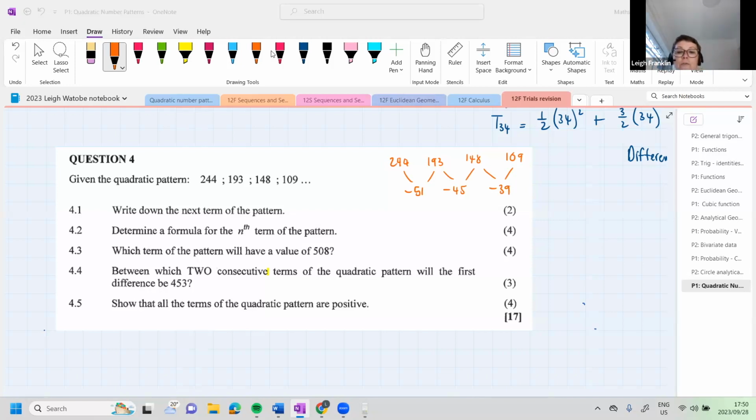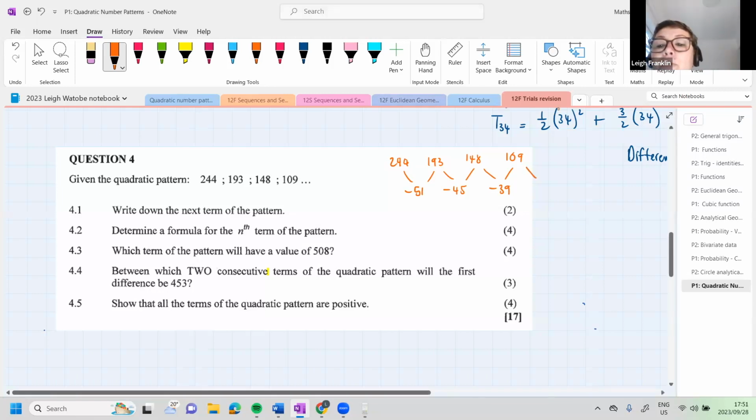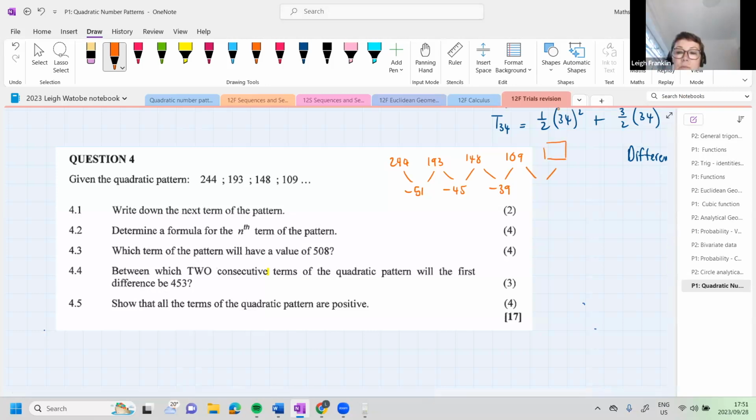Okay, so our first differences are negative, but they're increasing. From negative 51 to negative 45, that's got bigger. And from negative 45 to negative 39, that's also got bigger because we are getting closer to 0. So that tells us that our constant difference would be positive. Anyway, we're not quite there. We don't need to use that. But what are we going to do in order to get the next term in the pattern?